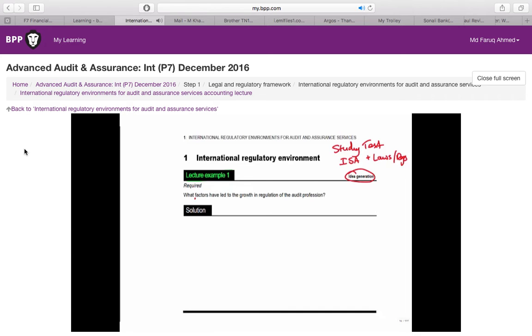So what we're going to have a quick think about firstly is factors that might have led to the growth in regulation of the audit profession. Now, the timescale you choose to go back on is often governed by a question or a scenario, but in this instance this is merely just to introduce the idea of how the rules of the game have been laid out for us.